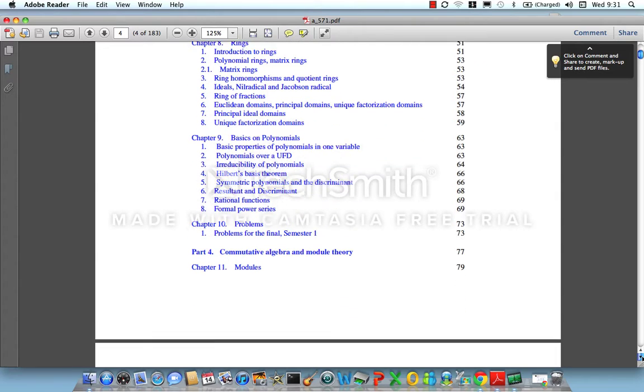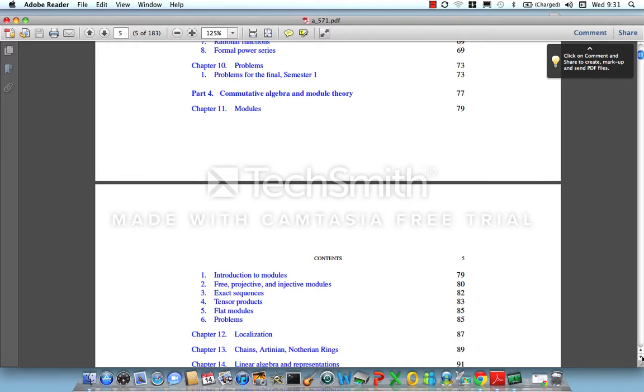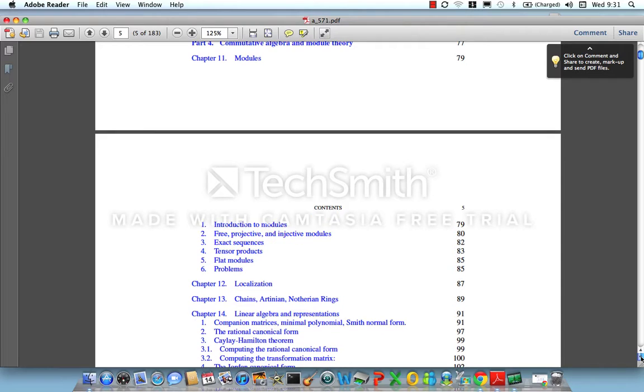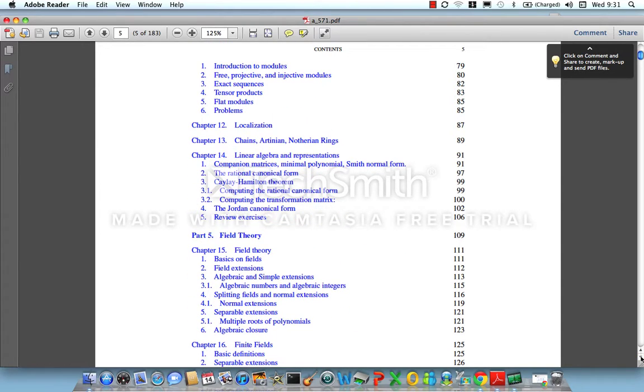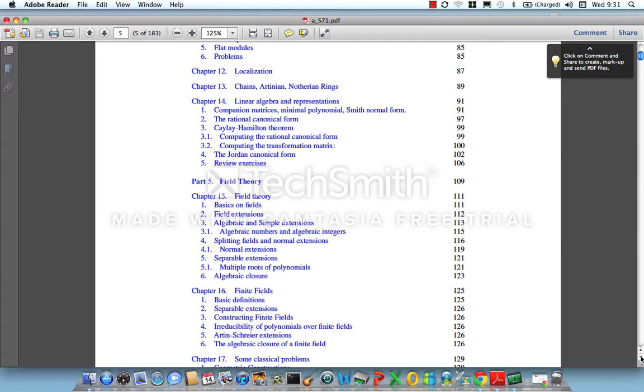Now, modules are really done in detail in a commutative algebra class, but we will touch a little bit on this stuff here. We will define what a module is, what free, projective, and injective modules are, exact sequences, tensor products, flat modules, and things like that. As part of this, we'll discuss a little bit of Noetherian rings and Noetherian modules, which is quite important. And a special case of modules are vector spaces, which are modules defined not over a ring, but over a field.